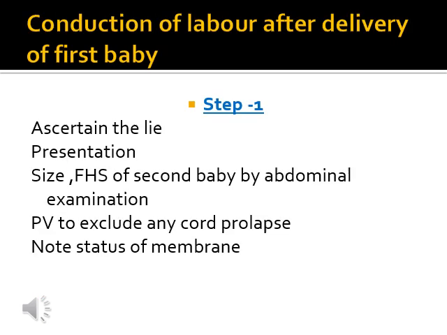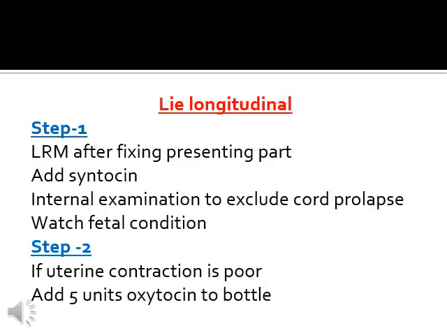Next is the conduction of labor after the delivery of the first baby. Step 1, ascertain the lie of the second baby. Find out the lie, the presentation, the size, and FHS of the second baby by abdominal examination. These should all be confirmed by abdominal examination. Vaginal examination is done to find out if there is any cord prolapse and to find out the status of the membranes also. If the baby's lie is longitudinal, the first step is doing the LRM, that is low rupture of membranes, after fixing the presenting part.